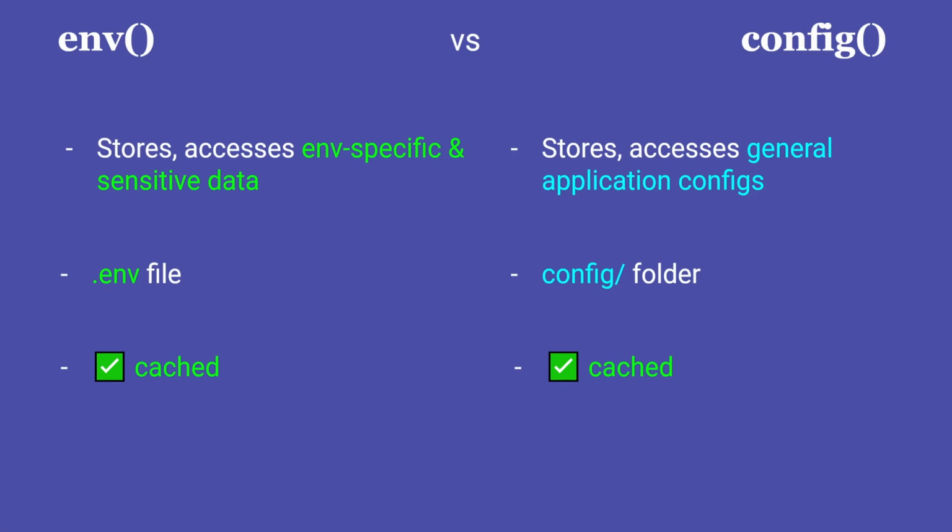To sum it up, use env for retrieving sensitive information such as API keys, database credentials, or environment-specific variables. Use config for accessing general application settings such as the app name, time zone, or core business configuration values. I hope that by understanding the differences between these two methods, you can use them effectively in your projects.